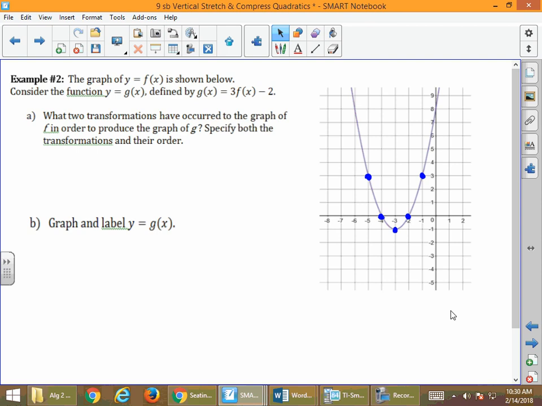And then what we want to do now is consider the function y equals g of x, which is 3 times f of x minus 2. So first of all, let's identify what's happening to the graph and read the equation left to right. The first thing that we want to look at is, what does the 3 do to the function? Well, what the 3 does to this function is it vertically stretches the function.